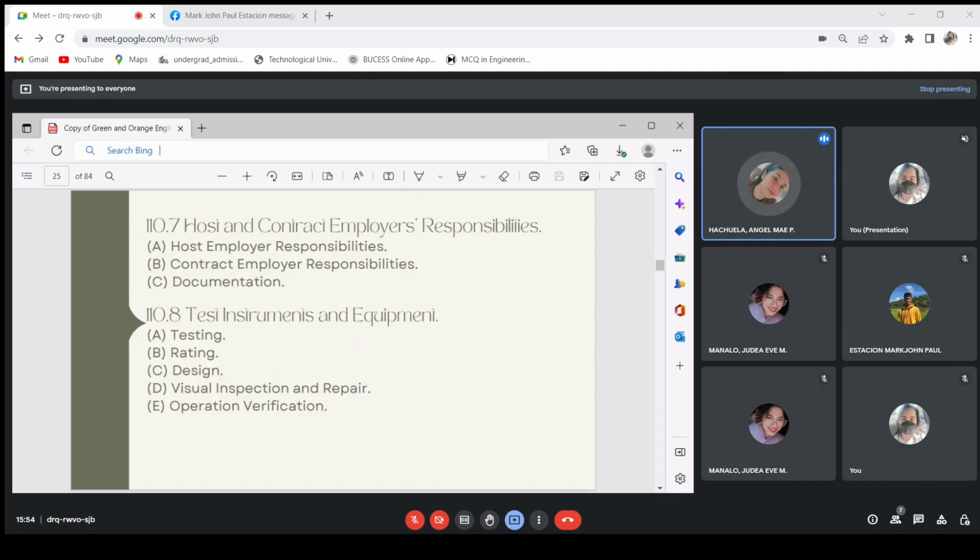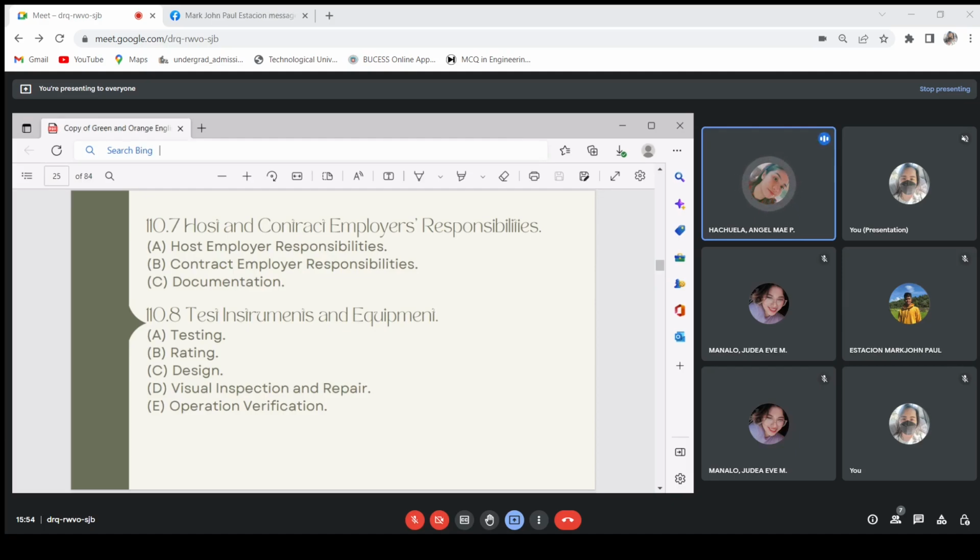Article 110, host and contract employer's responsibility. Included here is that the host employer shall inform contract employers of the following. Number one is the known hazards that are covered by these standards. Number two is that the host employer shall report observed contract employer-related violations of this standard to the contract employer.